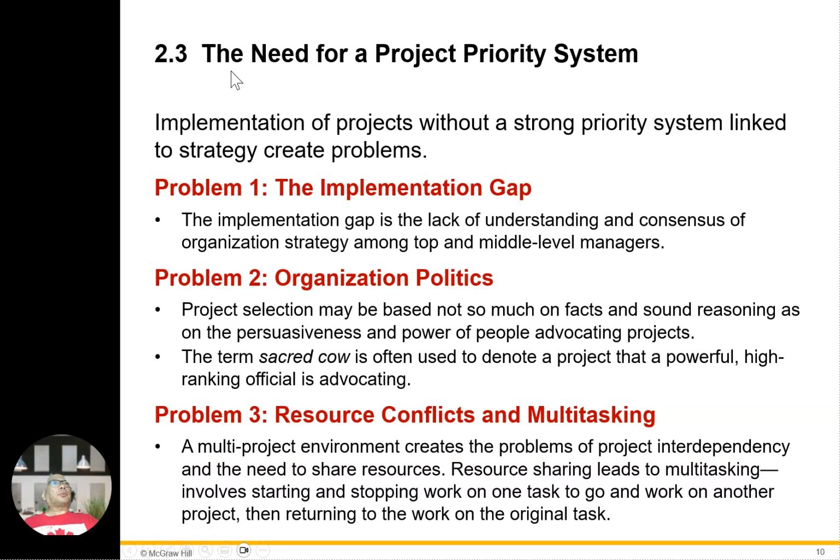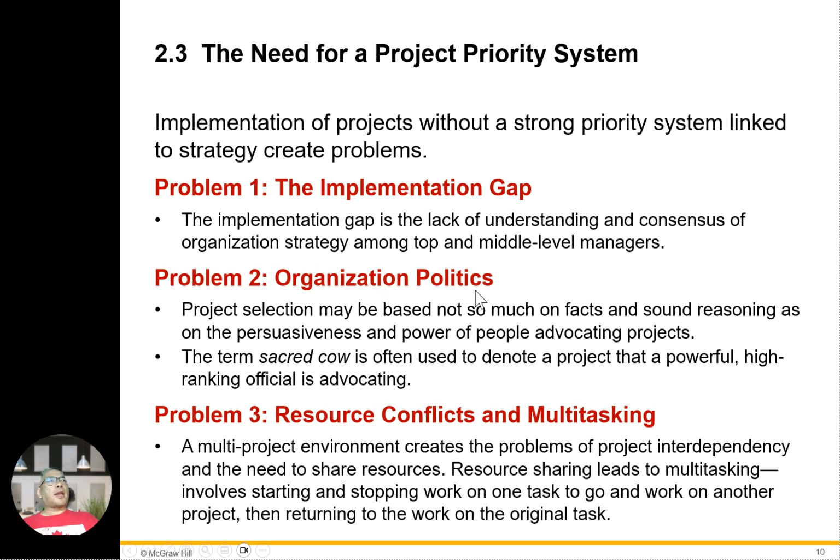Let's move on. 2.3, the need for a project priority system. Number 1, implementing projects without a strong priority system linked to strategy creates problems. Problem 1, where's the implementation gap? What is the implementation gap? It's the lack of understanding and success of organization strategy among top and middle level managers. That's called the implementation gap.